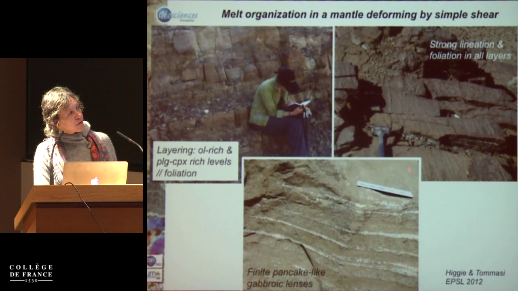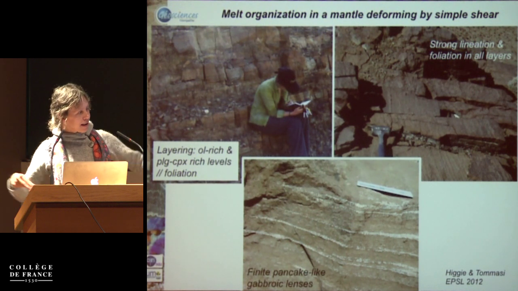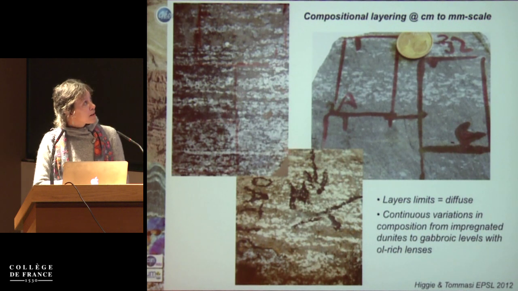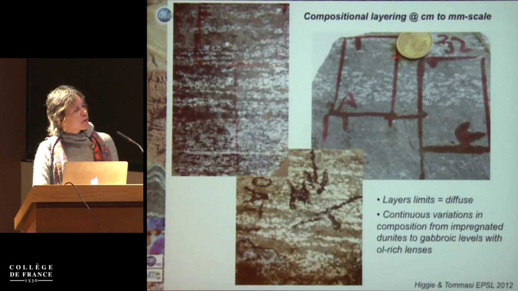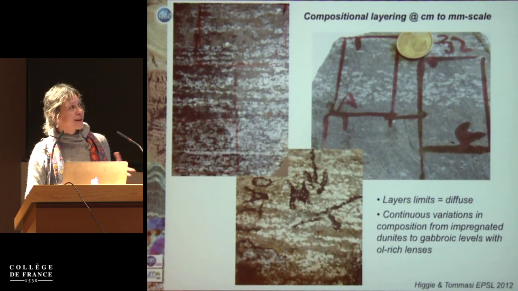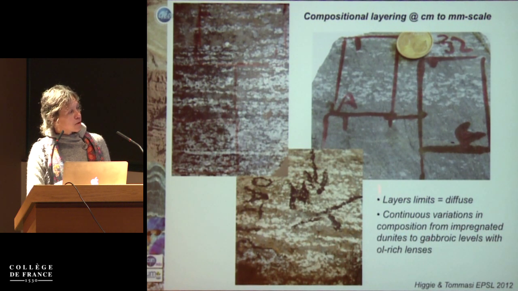We also see a very strong deformation structure. Here you see the lineation that marks the flow direction, and you see that these fossil melt-rich lenses are finite strain markers, like elongated pancakes. If you look at the smaller scale, the limits between these layers are diffuse, so they are not dikes, they are not fractures. And you have continuous variation in composition from dunite, so full olivine, to layers that really have a gabbroic composition, more or less.